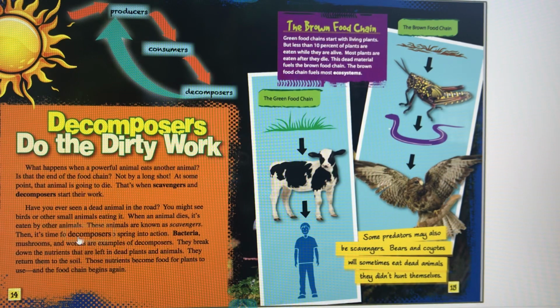Then it's time for decomposers to spring into action. Bacteria, mushrooms, and worms are examples of decomposers. They break down the nutrients that are left in dead plants and animals. They return them to the soil. These nutrients become food for plants to use, and the food chain begins again, kind of like a life cycle.